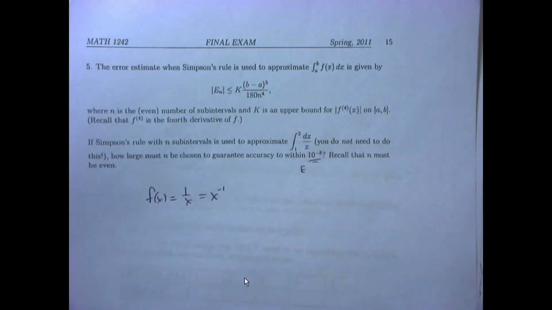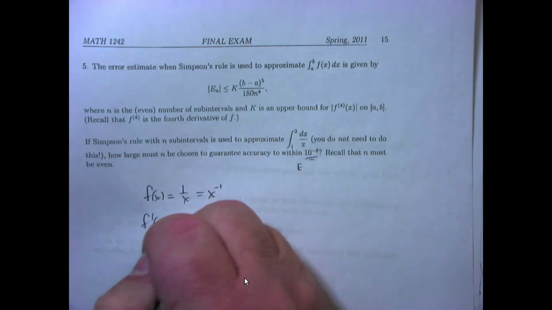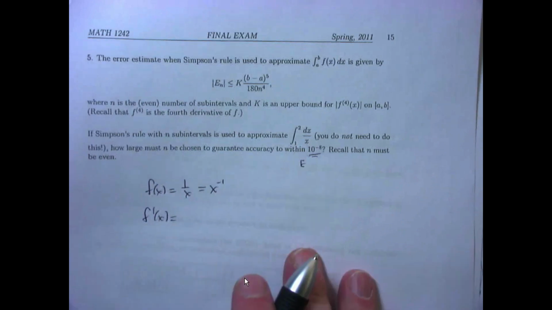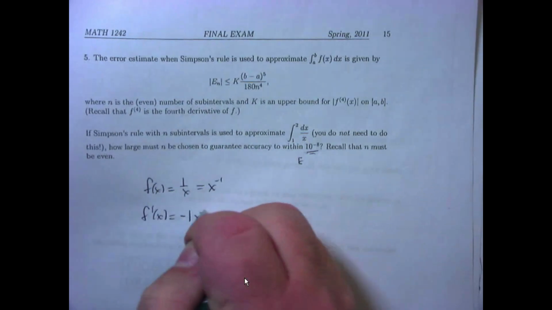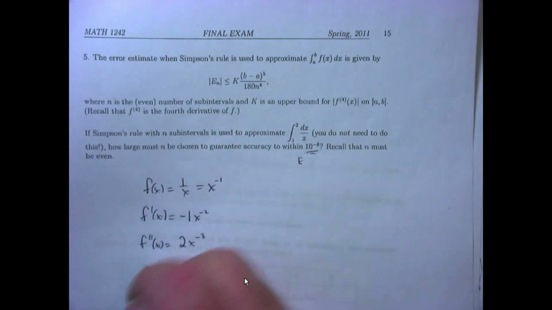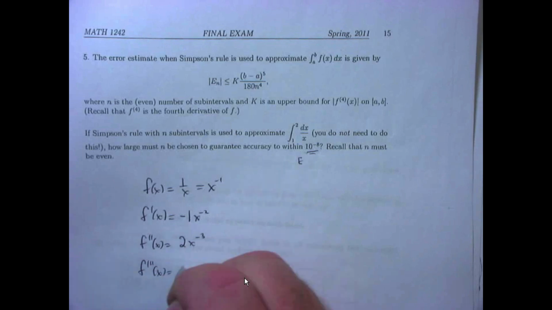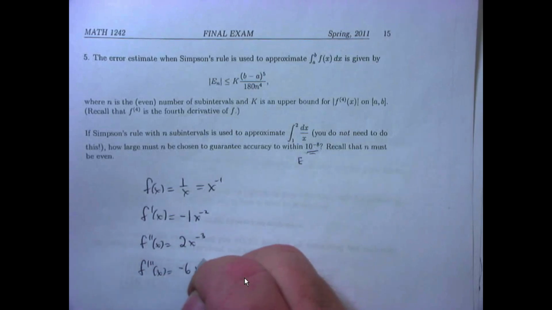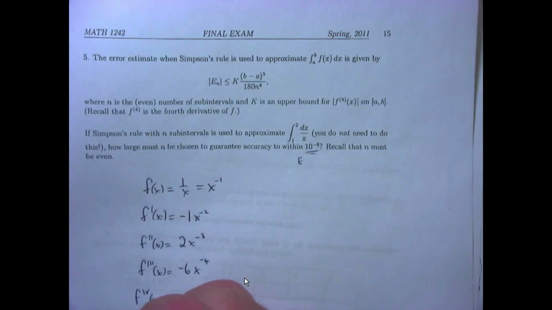The k value, just to remind yourself, on Simpson's rule, is the maximum value on your interval of the fourth derivative. So I need to take the fourth derivative of this. Don't worry, this isn't hard to take the derivative of. What's the derivative of x to the negative 1? Negative 1, x to the negative 2. Second derivative: 2x to the negative 3. Third derivative: negative 6x to the negative 4. Fourth derivative: 24x to the negative 5, or 24 over x to the fifth.